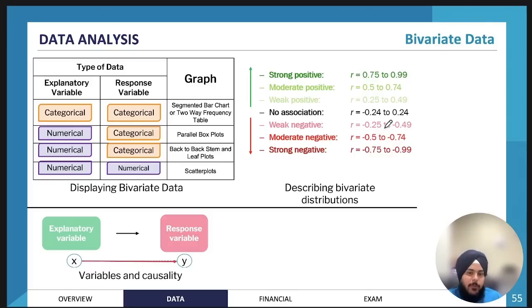Here is a little bit of a summary of bivariate data analysis, looking at the different ways of representing bivariate data in terms of the types of variables, looking at how to interpret the Pearson's correlation coefficient in terms of the shape or direction, strength, and linearity or non-linearity of a particular scatter plot, and also looking at the concepts of causation and correlation.